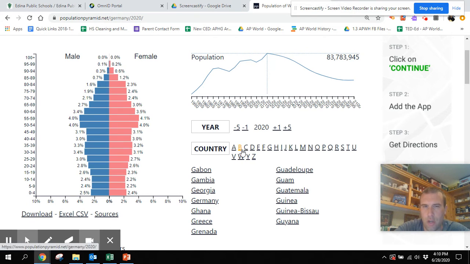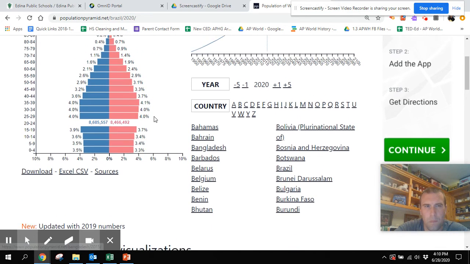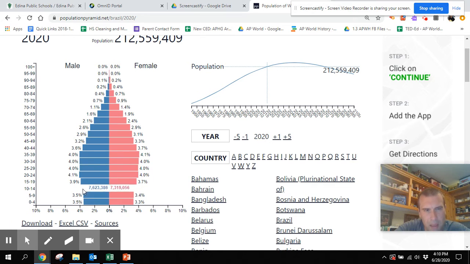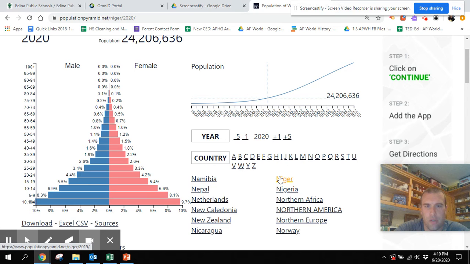You want a stage 3 country? How about Brazil? Okay. You can see here the base is starting to shrink a little bit, but you still have pretty high growth rates here. But it's growing moderately. I almost always give my country of most growth is Niger.